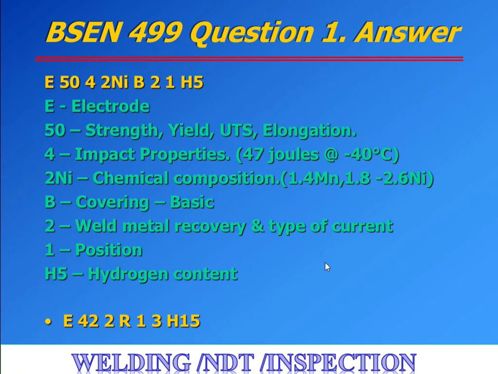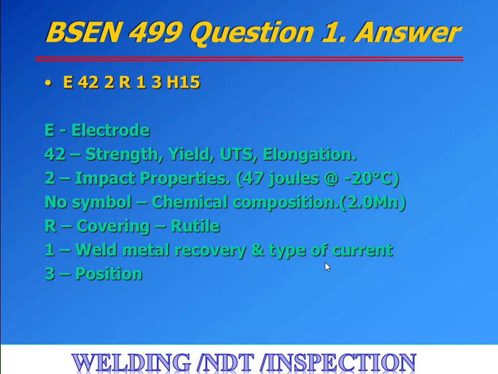Second, E5042NiB21H5. So E equal to electrode, 50 is the strength, 4 is the impact property, that is minus 40 degree centigrade is required, joule is 47. 2 Ni equal to chemical composition, B equal to covering, that is called basic. So from here you have to understand which one is the basic, which one is the cellulosic. If you check the electrode designation, you can easily understand.